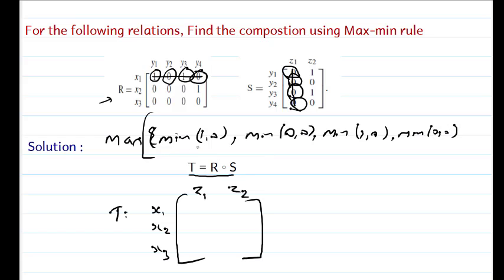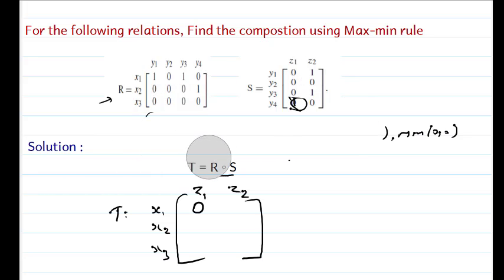Now min of 1 and 0 is of course 0, min of 0 and 0 is also 0, min of 1 and 0 is 0, and min of 0 and 0 is 0. Now out of these 4 we have to take the max, because the last operation is max. Because all are 0, the max is 0, so we write 0 as the first element.